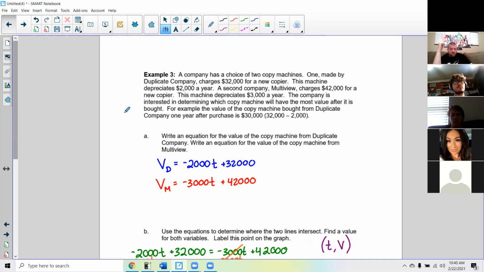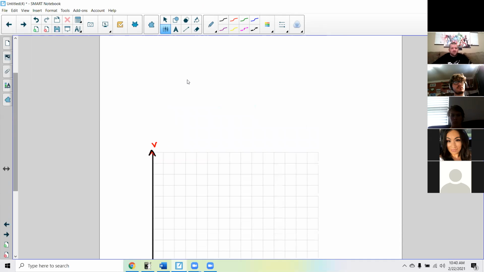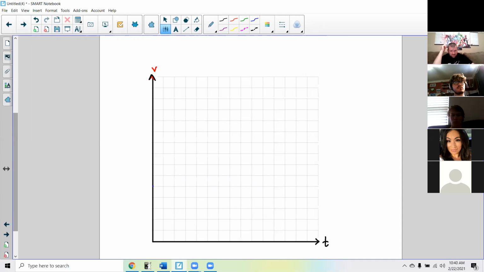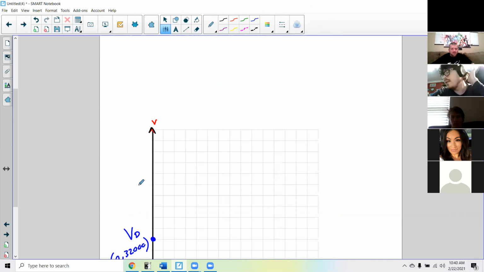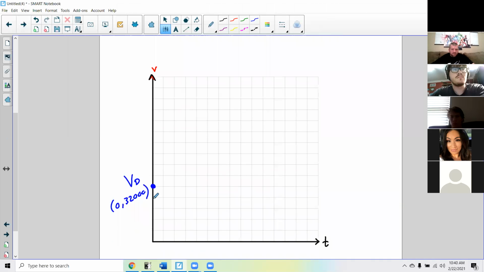So the first one starts at, here's my y-intercept, 32,000. Where is 32,000? Doesn't matter. Put it right here. There's 32,000. This is the value for Duplicate. This is 0, comma, 32,000. So the other machine has an initial value of 42,000. Well, now it starts to matter where you put the stuff. If this is 32,000, 42,000 is like another third up. It doesn't really matter. Put it right there. This is the value of Multiview. This is 0, comma, 42,000.